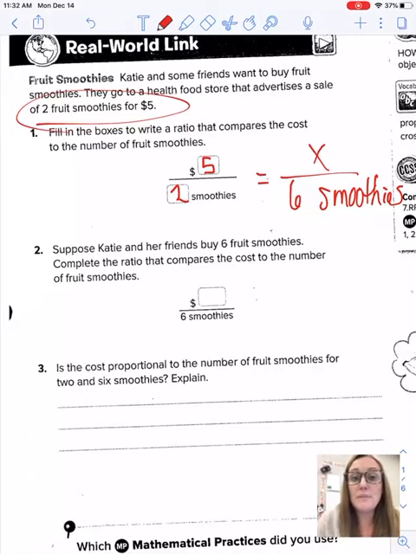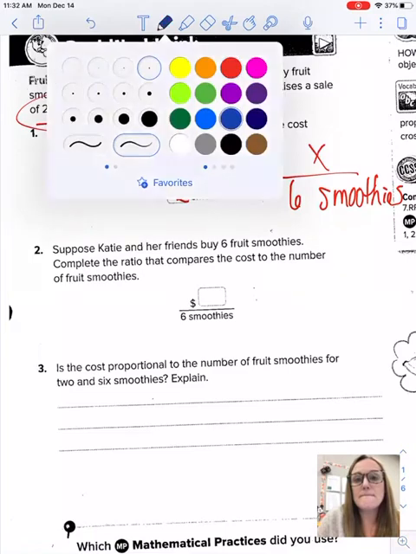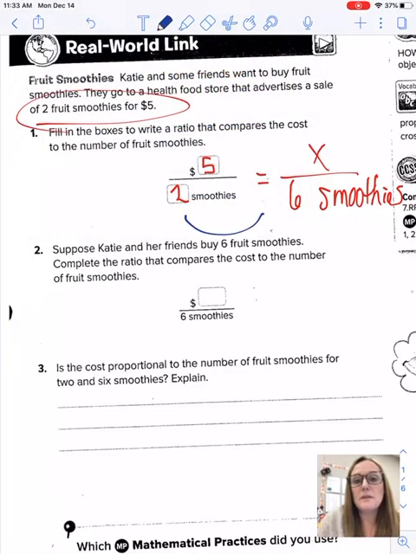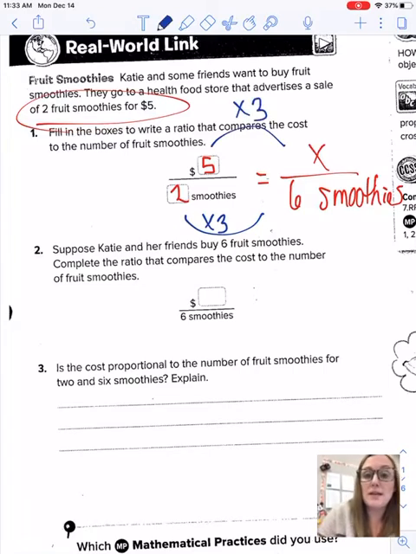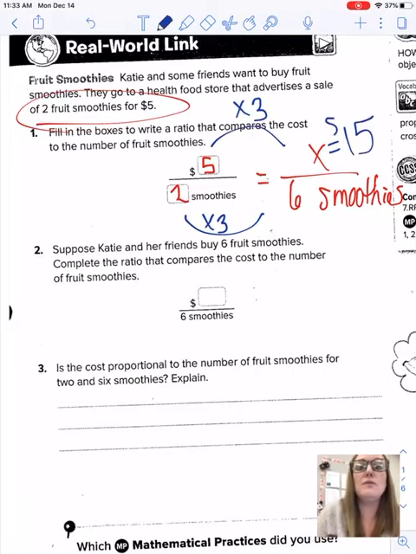So you can look at the bottom there, 2 smoothies to 6 smoothies. And you can notice that if you times by 3, you would get to the 6. So if you do that to the top, 5 times 3 would give you $15. And then you could check. You could do 5 divided by 2 is $2.50. 15 divided by 6 is also $2.50, so you know they're equal.